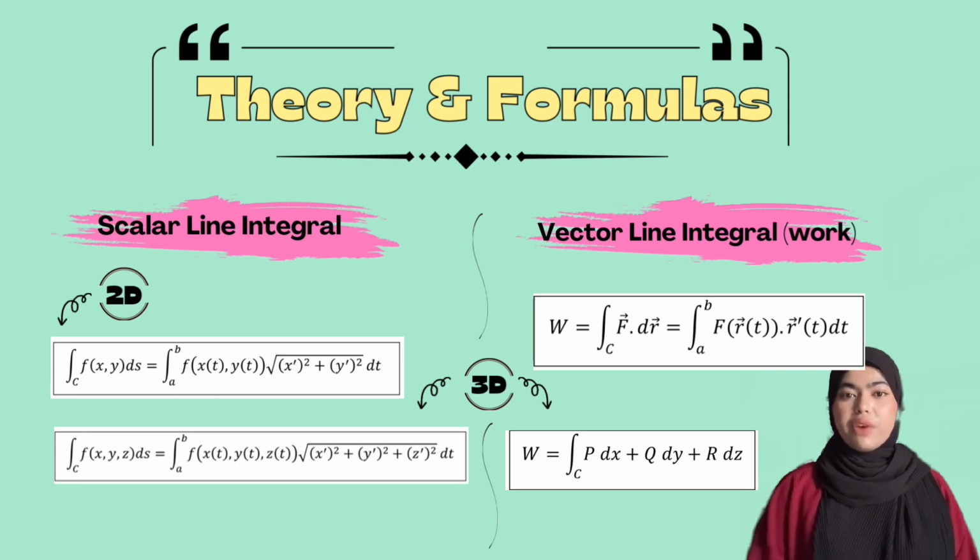Next, we have the vector line integrals, often used to calculate work done by a force field. To find the work done by the vector field F along a path C, we take the line integral of F dot dr, which is the same as integrating from A to B the dot product of the vector field evaluated along the path and the derivative of the path.